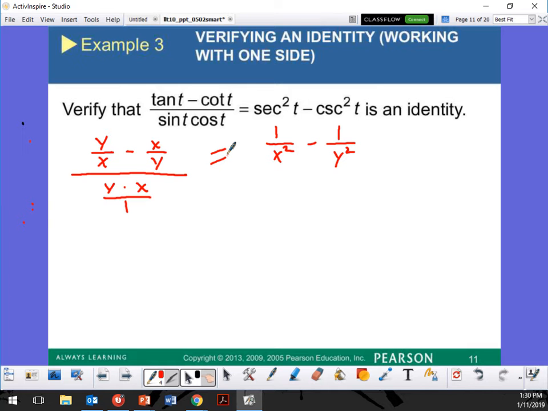Reciprocal. I'm going to multiply by the reciprocal. So, when I do that, it's going to become y over x minus x over y times, what's the reciprocal of this, yx over 1? 1 over yx, or 1 over xy would be the same thing, right? I like alphabetical order, that's why. Not x.